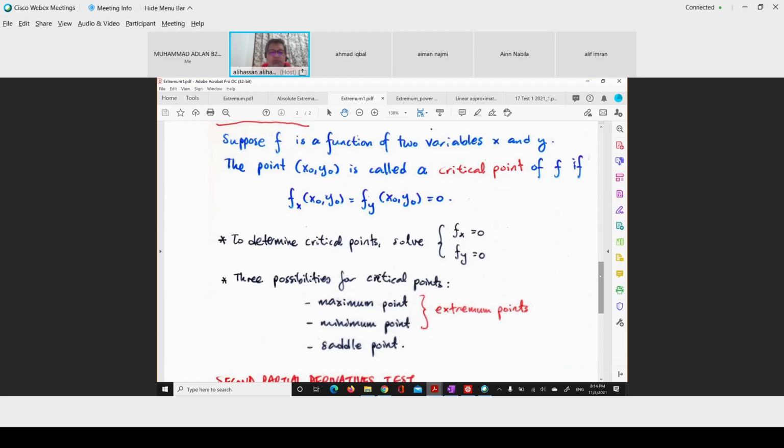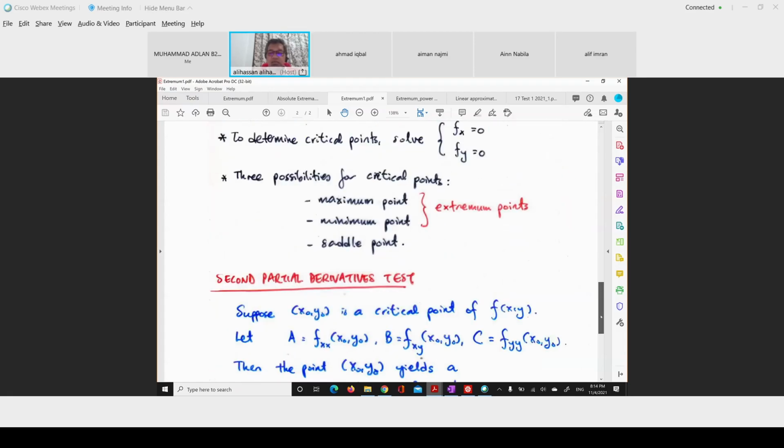So for a function f(x,y), to determine critical points, we solve this system of equations simultaneously. f partial x equal to 0, f partial y equal to 0. And then three possibilities may occur for a critical point. Either it is a maximum point or minimum point or a saddle point. Maximum point and minimum point are also called extremum points.